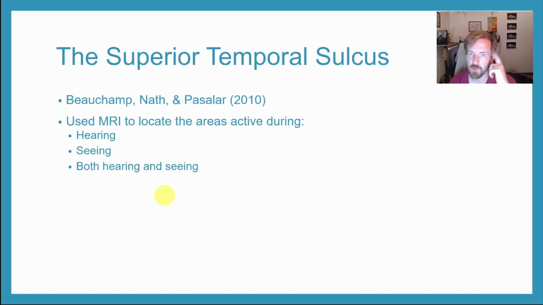This brings us to the article that I have assigned for this unit, which is Beauchamp, Nath, and Pasalar. A little bit of an older article, but kind of a classic. Here, they used an MRI to look at people listening to sounds, and then they scanned them again when they were looking at people talking, and then they scanned them again when they were listening and looking at someone talking. So basically they're getting a scan for just audio, a scan for just visual cues, and then the integration of those.